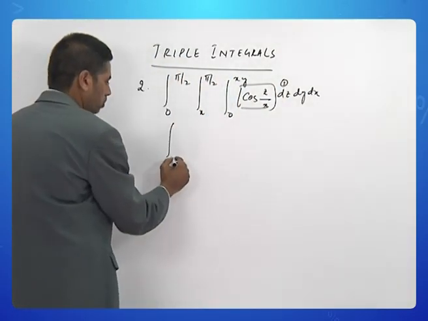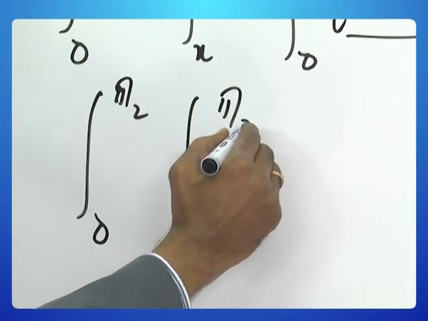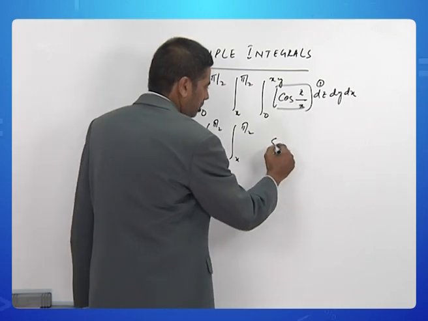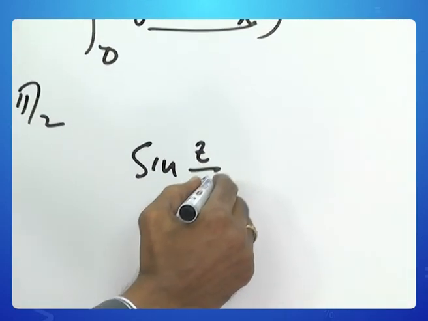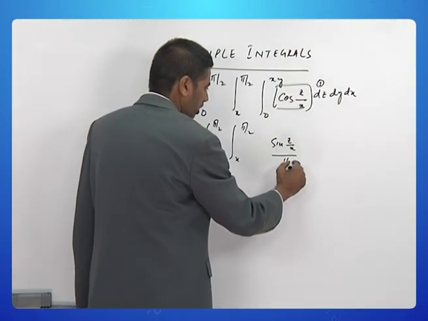So 0 to pi by 2, x to pi by 2. The integration of the cosine function is sine function, sine z by x, divided by the coefficient of z, which is 1 by x.